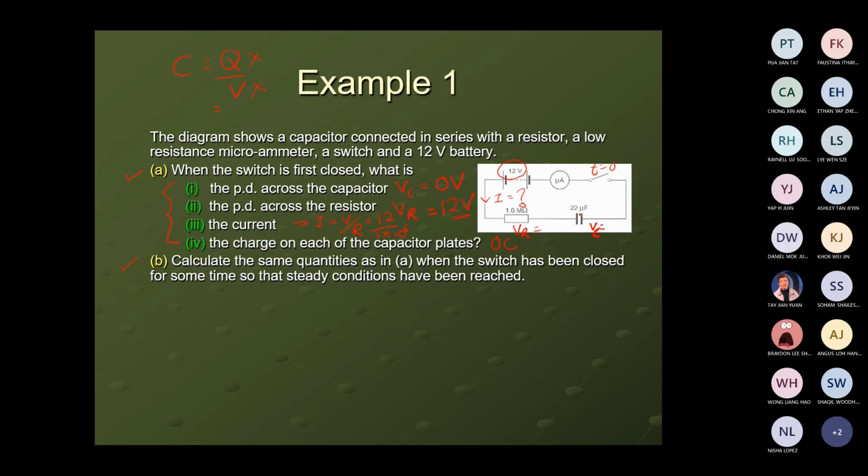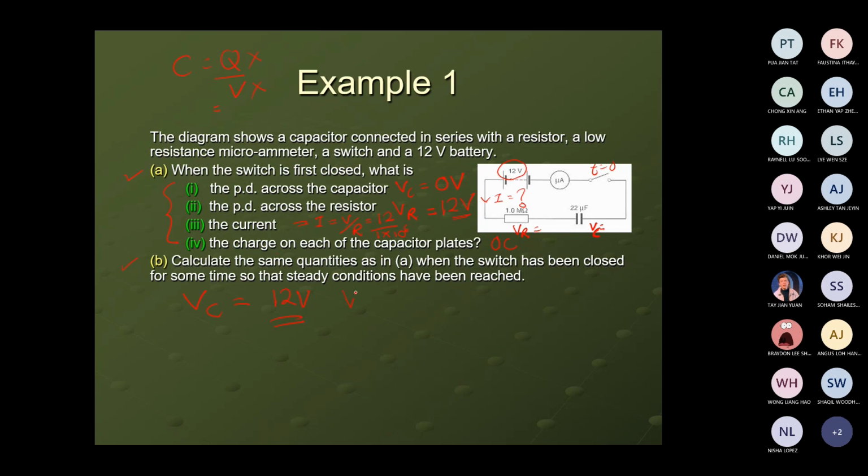When the capacitor is completely charged, what is the PD across the capacitor? When the capacitor is completely charged, the capacitor will take the same voltage as the battery, right? So the voltage across the capacitor will be 12 volt. Voltage of the capacitor slowly rises to the voltage of the battery. So it reached 12 volt.